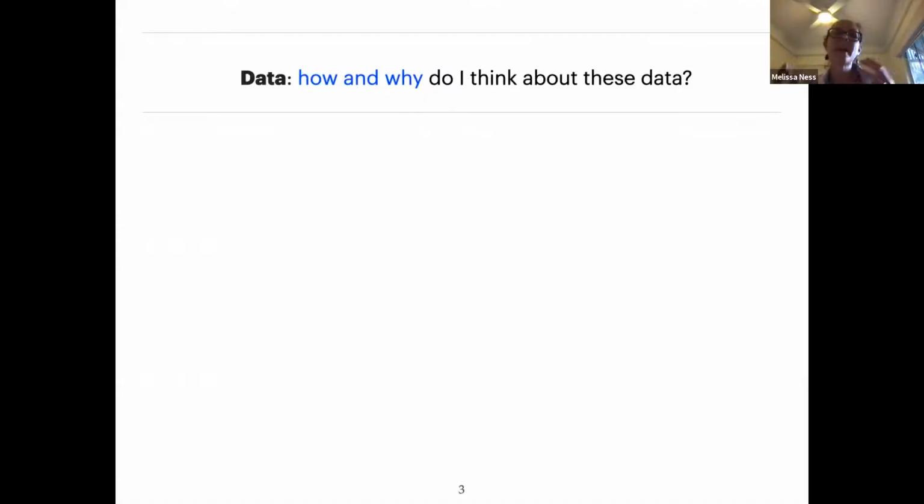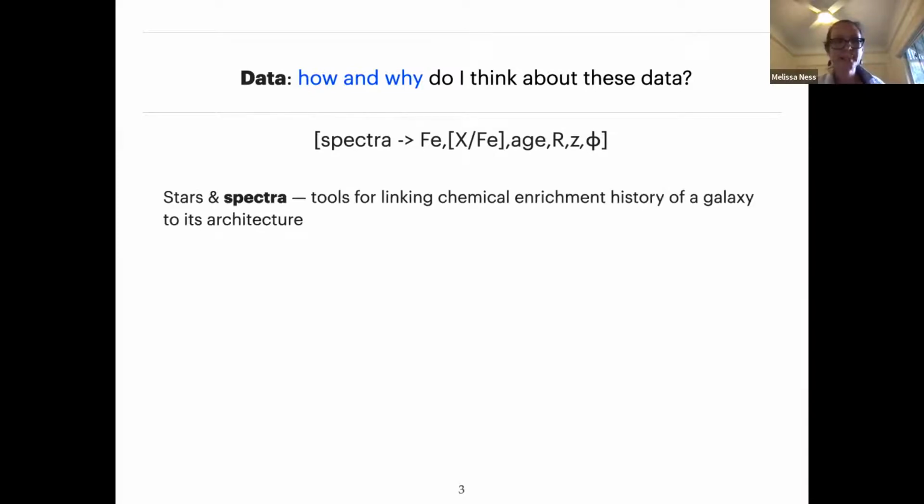So a lot of my talk is, although it's nominally about chemodynamics, really pivoted in how I'm thinking about the data and a lot of the questions I've had with respect to how we should proceed in chemodynamical analyses. So I want to start with how and why I think about these data. I think a lot about spectra and the sorts of measurements we can derive from these spectra and how these measurements are correlated.